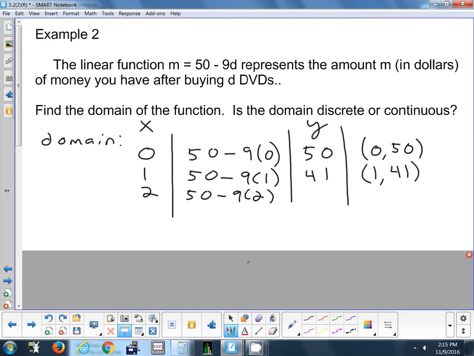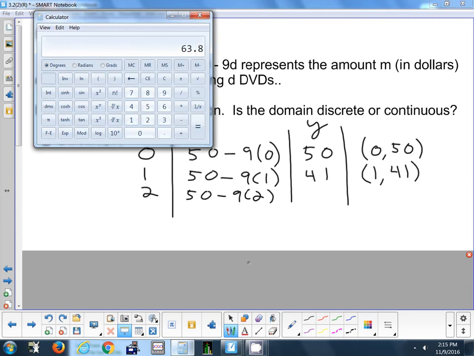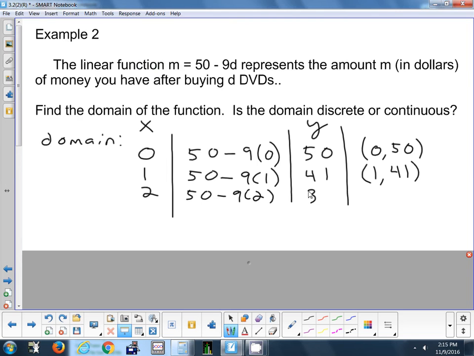How much does it cost me to buy 2 DVDs? Each DVD is $9. So what's 9 times 2? 18. So if I spend $18 on DVDs, I have $32 left.